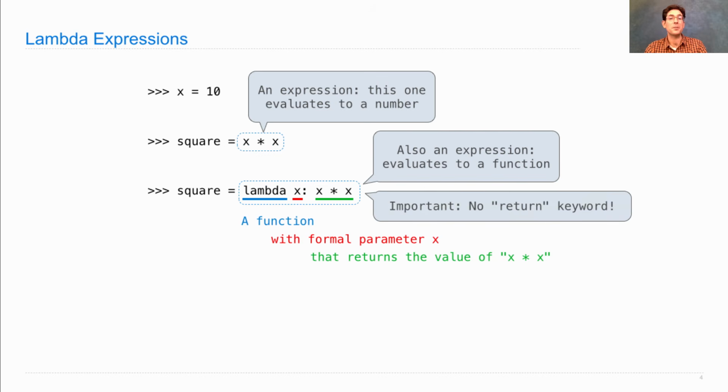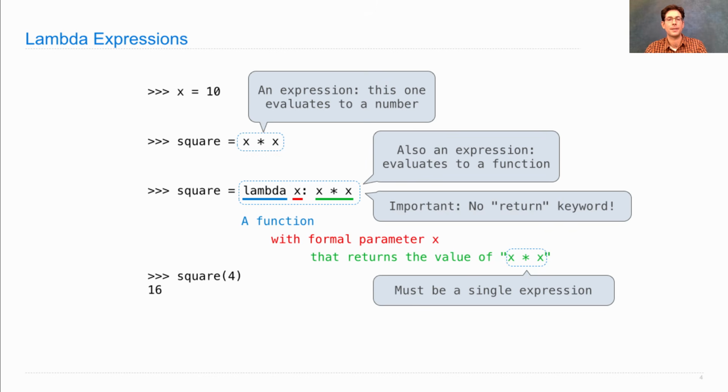It's important to note that there's no return keyword in a lambda expression. This is a quirk of the expression, that you just write down the return expression directly after the colon without the word return. This limits you to having just a single expression be the body of the lambda function that you create. So lambda expressions create functions, but they always create simple functions that do nothing but evaluate a single expression. Once I've done this, I can square 4 and get 16, and square anything I want.